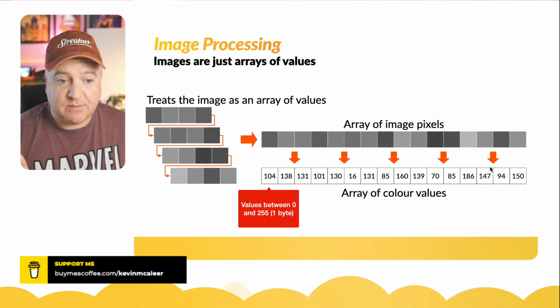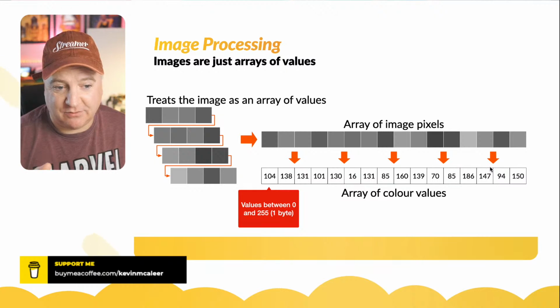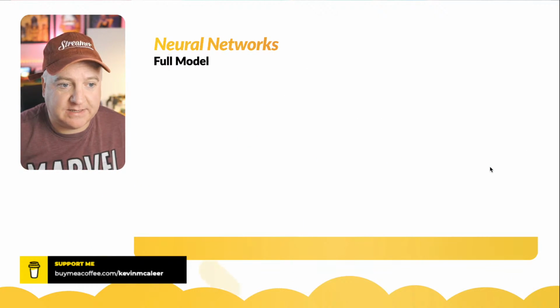So as I've said, it treats the image as an array of values. So what we see as colors are actually just values between 0 and 255. So they're very small to store each one of them, just a byte.